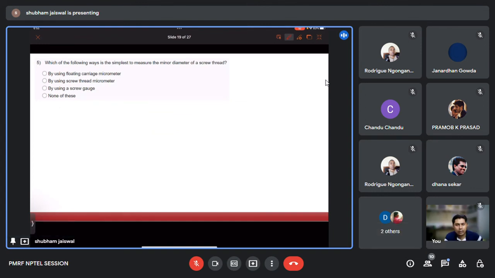Okay, the correct answer is by using a floating carriage micrometer. If you use any other device than a screw thread micrometer or screw gauge, we can measure the external diameter. But in that also the problem is that the thread will be at some angle, so it will not satisfy the Abbe's principle and will not give the accurate measurement. So that's why people generally prefer the floating carriage micrometer.